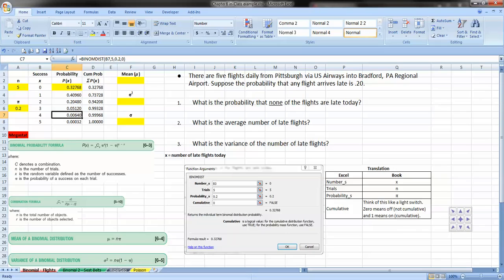To calculate the mean, we have the formula down here, which is n times pi. So we just type in equals n times pi. We could just type in equals 5 times 0.2, and we hit enter and we get 1. So the average number of late flights is 1.